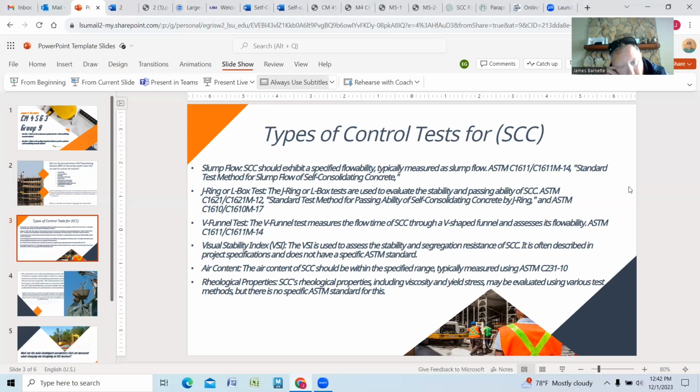Air content. The air content of SCC should be within the specified range, typically measured using ASTM C231-10. Rheological properties. The self-consolidating concrete's rheological properties include viscosity and yield stress. May be evaluated using various test methods, but there is no specific ASTM standard for this.